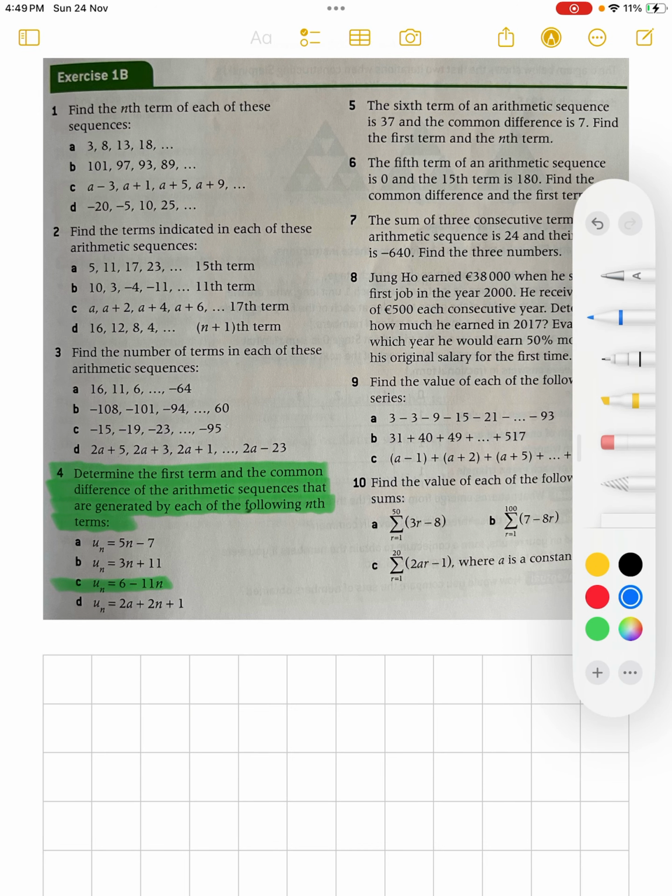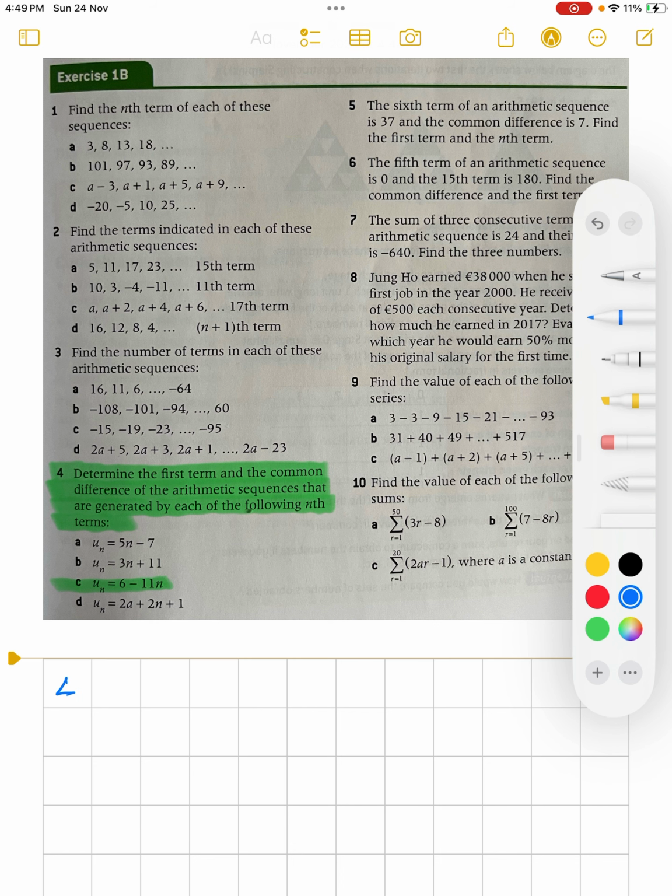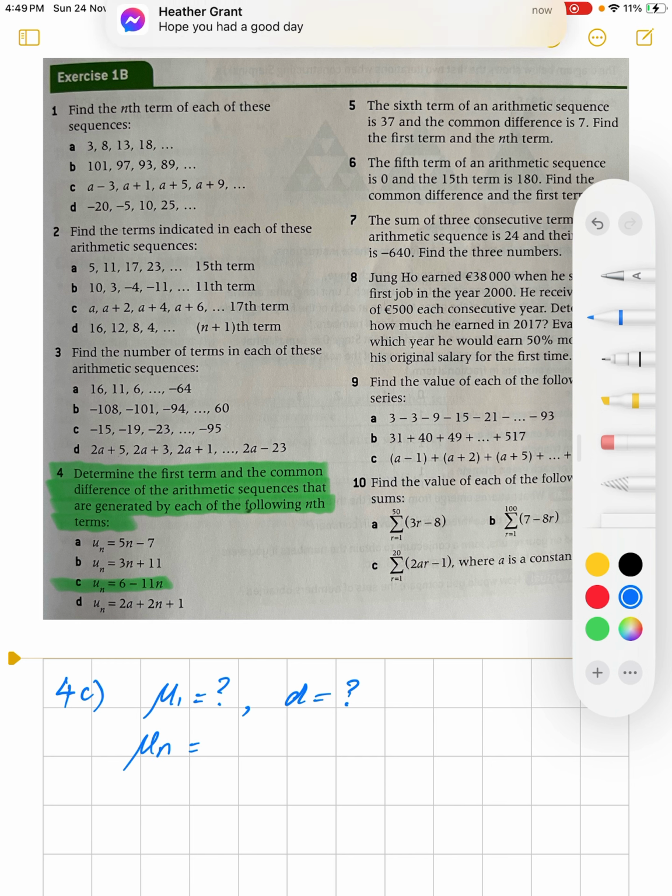I'm going to be looking specifically at question 4C in exercise 1B, which says determine the first term, which we don't know, and the common difference, which I'll just say d, of the arithmetic sequence that are generated by each of the following nth term. Now, the nth term formula for this question is 6 minus 11n.